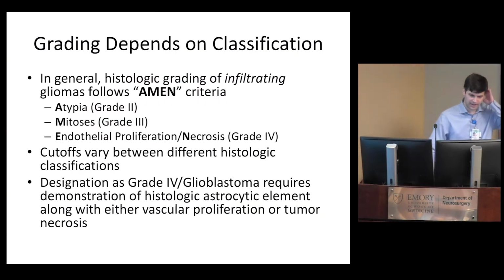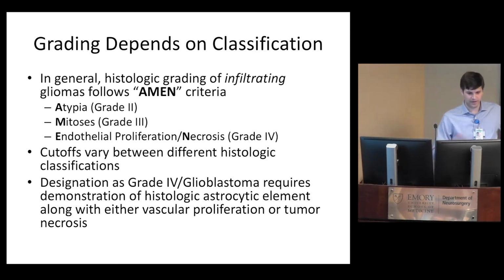So, in general, our grading of these things follows criteria we call the AMIN criteria. Atypia is what's necessary to call it a grade 2. Basically, in order to call an infiltrating glioma, you need to be able to see atypical infiltrating tumor cells. So that's number one. Mitotic figures would allow you to get the tumor up to grade 3. And then EN is endothelial proliferation and necrosis. Of course, those would be indicative of grade 4 if you're dealing with an astrocytic tumor.